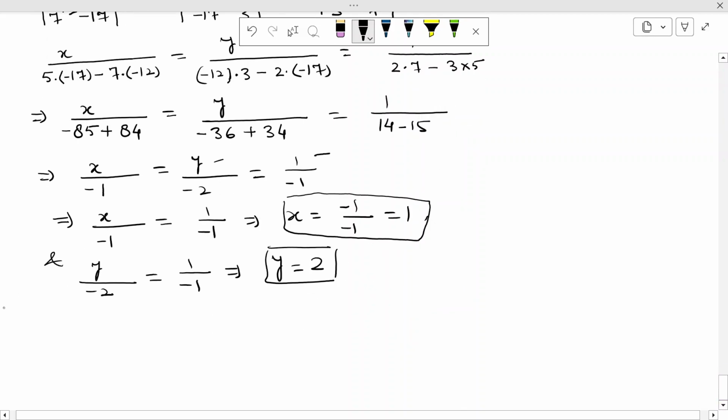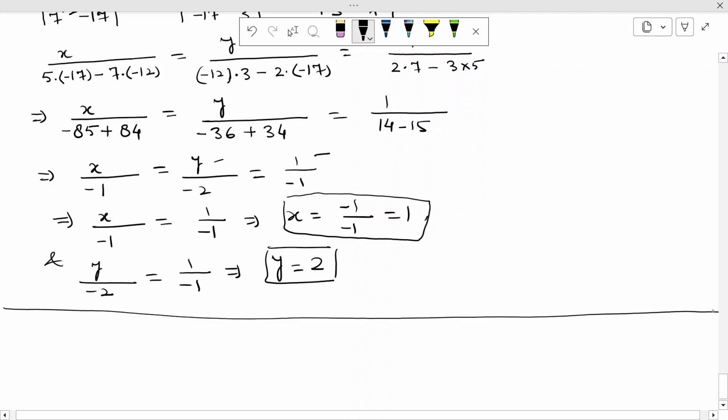Now let us consider one more example here. So we are having our next example, which is example number 2. So here we have to solve a system which is 2x plus 5y is equals to 3, and we are having 7x minus 2y is equals to 4.